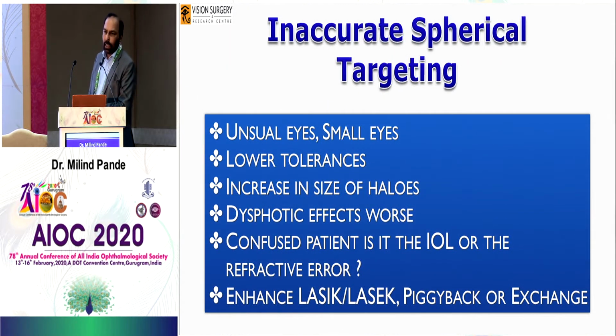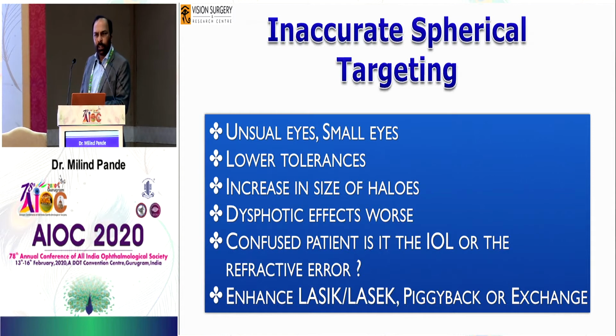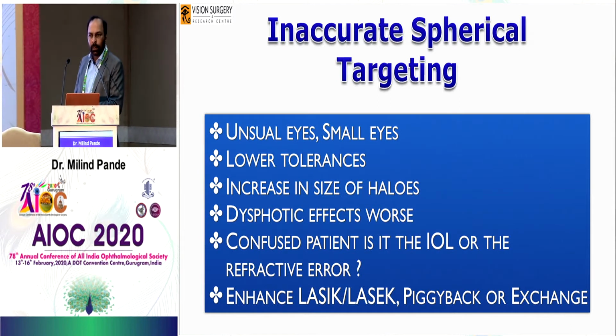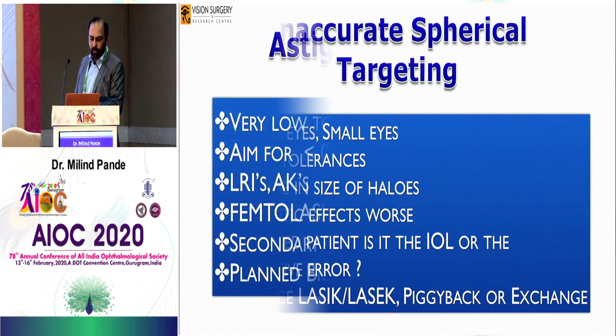Inaccurate spherical targeting is a very common thing that can happen if your biometry systems are not up to date. This happens for a number of eyes, small eyes, lower tolerances. All presbyopia lenses have lower tolerances for defocus errors as such, and any defocus will make the glare and halos worse. The patient is then confused: is it the lens or is it the refractive error? And you can enhance these quite easily.